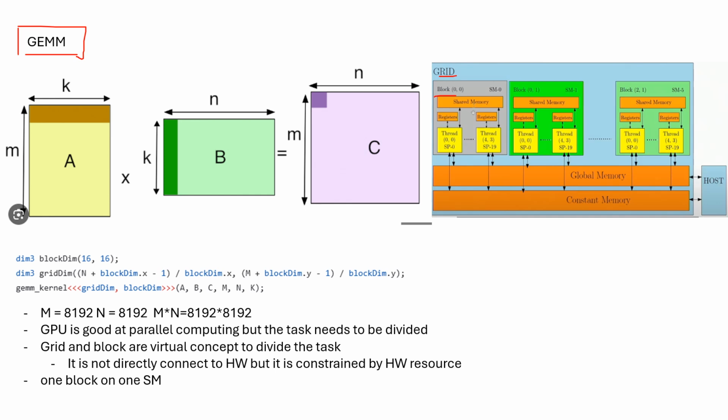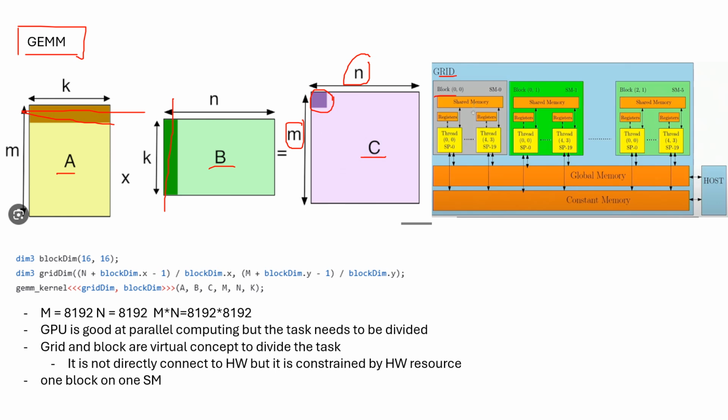Assume here we have two matrices A and B, and we want to multiply them to calculate matrix C. Based on the basic matrix calculation, the result C will have M rows and N columns. Each element in C is calculated from a row in matrix A and a column in matrix B. Mathematically, we're doing the dot product between these two vectors, and the dot product result is a scalar, and this scalar will be put here.